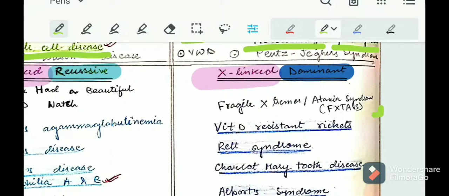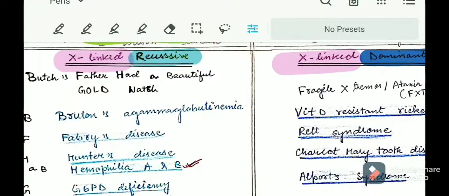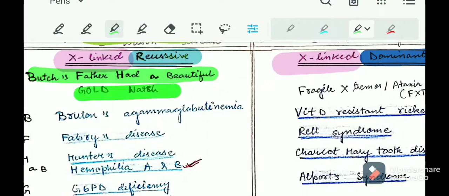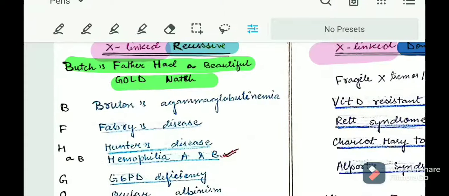Now let's see X-linked recessive. Who are more affected? Males are more affected. So the mnemonic here is Butcher's father had a beautiful gold watch. See, butcher is also a male, father is also a male, had a beautiful gold watch. So this mnemonic is for X-linked recessive.